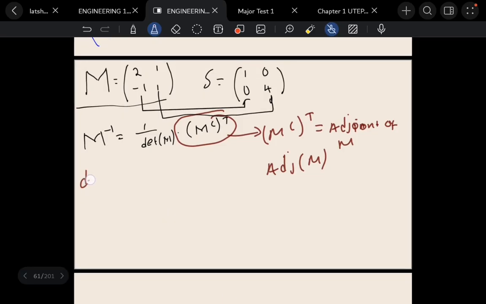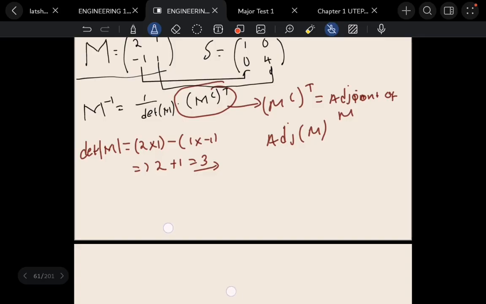The determinant of m is going to be 2 times 1 minus 1 times negative 1. So it's going to be 2 plus 1, which is going to be 3. So that is the determinant of m.